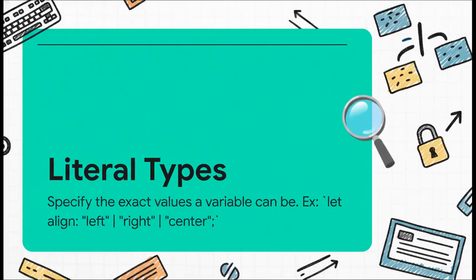This is so cool. Instead of saying a variable is just any string, you can use literal types to say it can only be one of a few specific strings. So here, alignment can't be top or bottom. It has to be left, right, or center. This is amazing for preventing typos and making your code basically self-documenting.